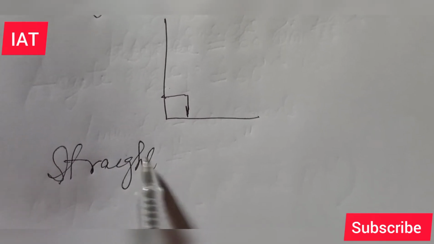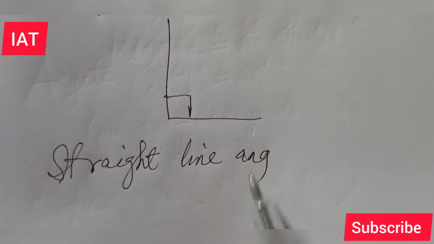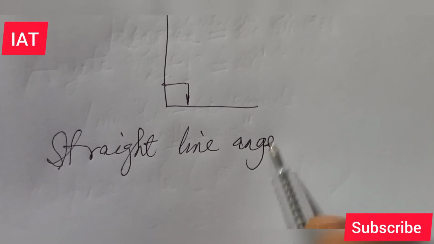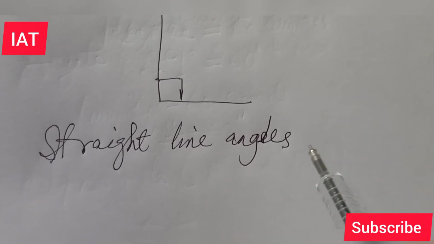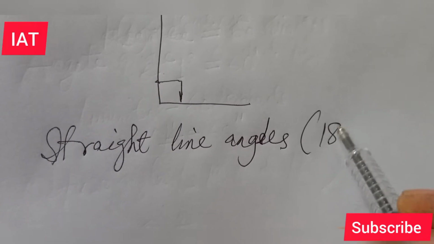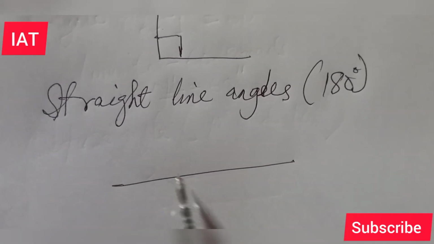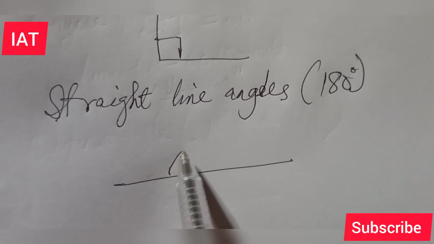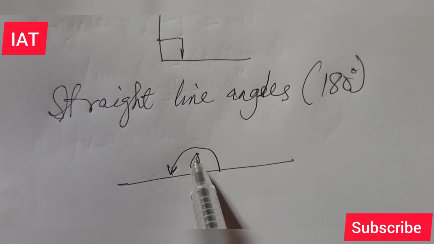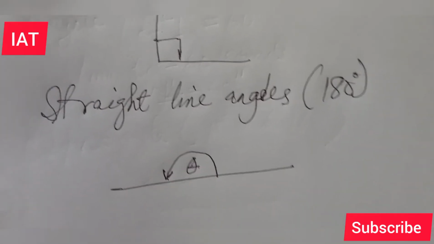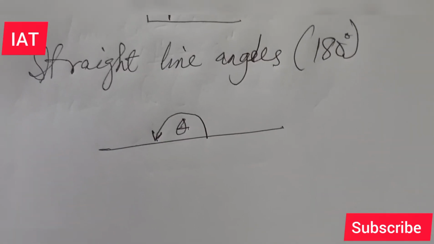Straight line. Let's put it as straight line angles. Okay, straight line angles is simply 180 degrees. Just something of this nature, a straight line, and then you have this. So this angle is straight up 180 degrees. All right, so this we've discussed.